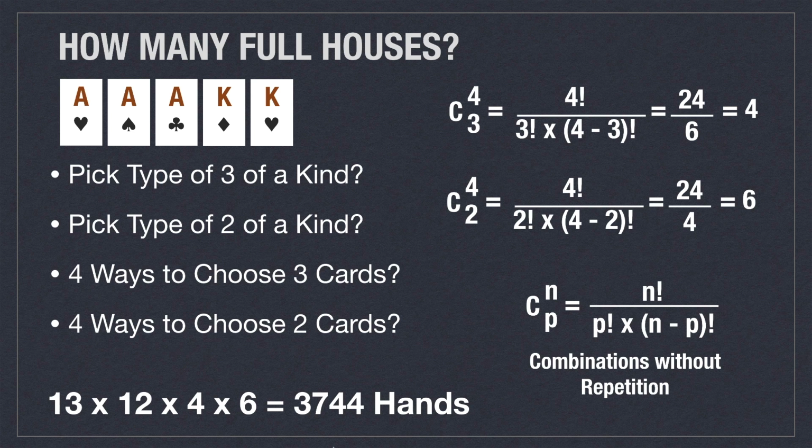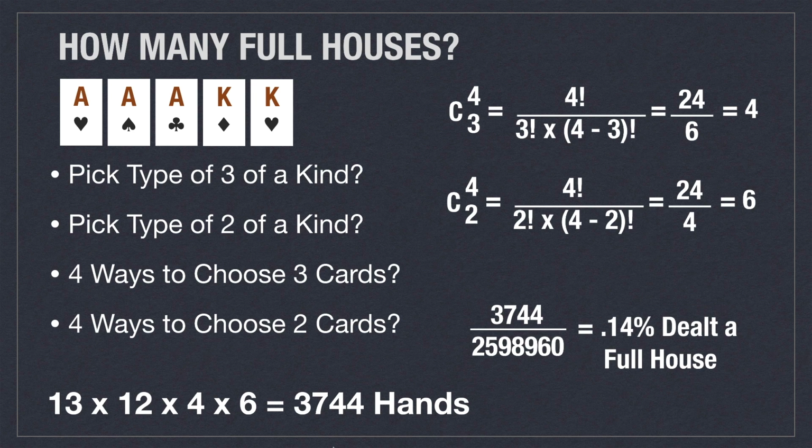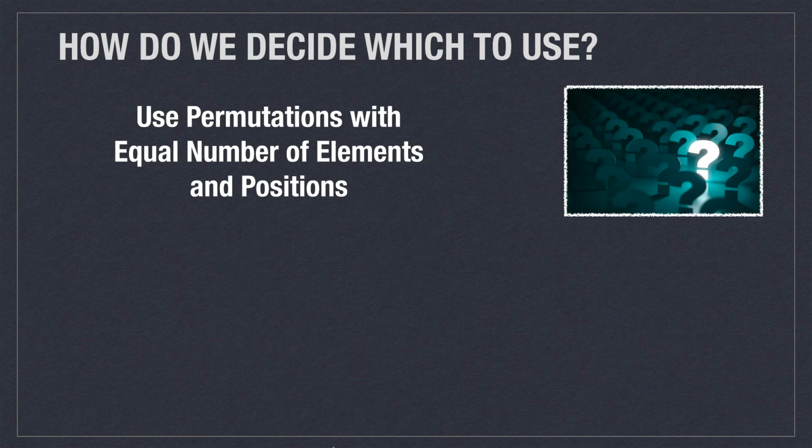And then what we do is multiply those together, and we find that there are 3,744 ways of getting a full house in the game of poker. We can then once again go in and divide by the total number of possible hands in poker, which is that big number you see down there in the lower right hand corner. And we can see that the probability of being dealt a full house is 0.14%.